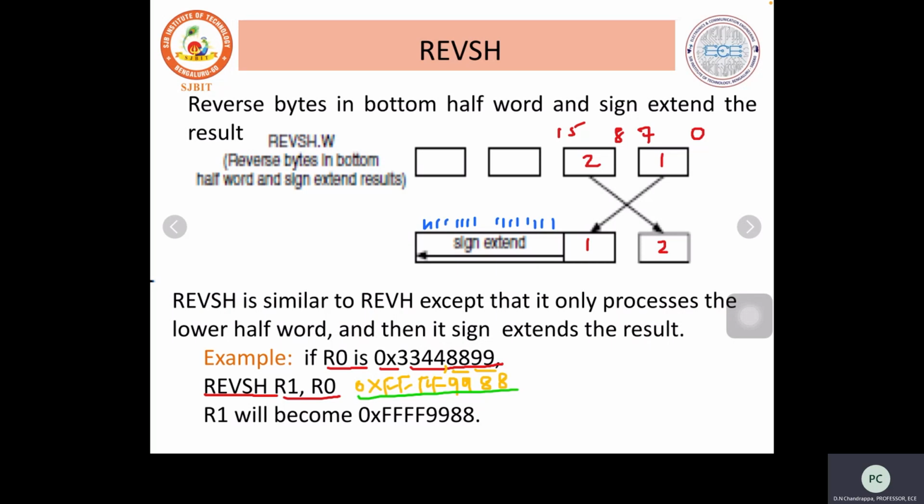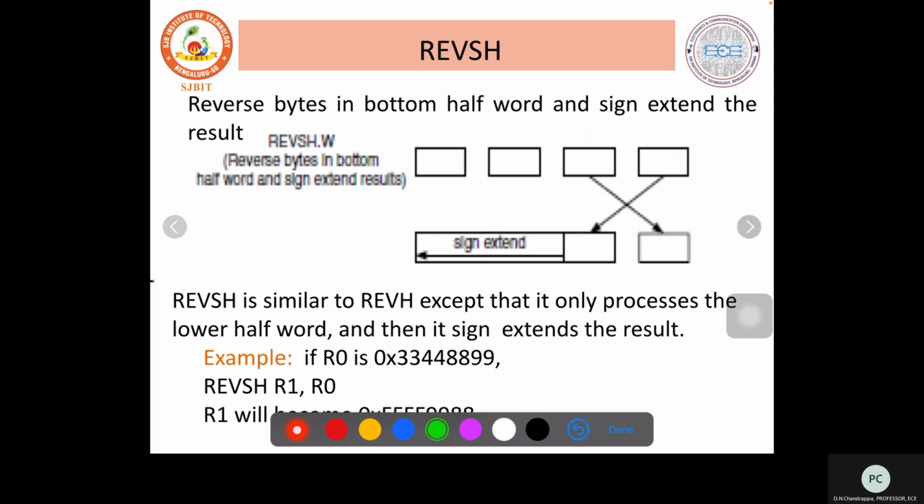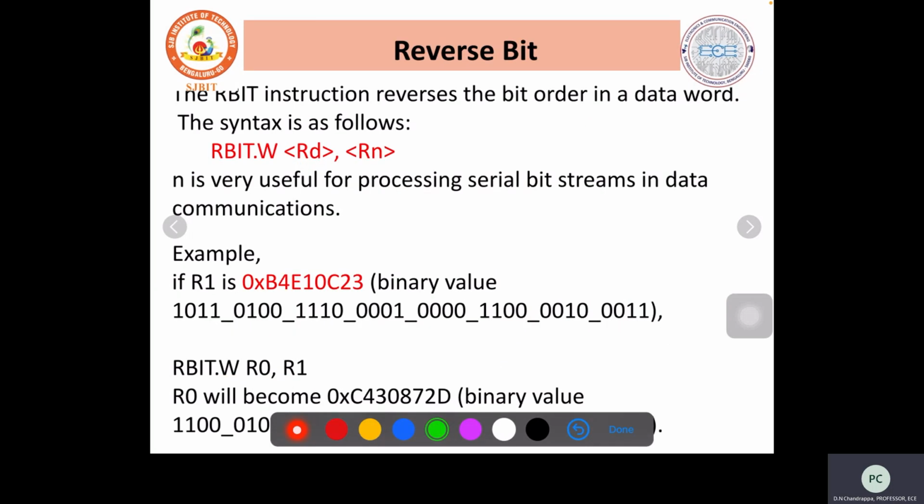Now I'll come to the last instruction from these reverse instructions. So please look into this reverse bit. The RBIT, the reverse bit instruction, reverses the bit order in a data word. The data word is nothing but all the bits of data represented in the reverse order. Now we look into the syntax.